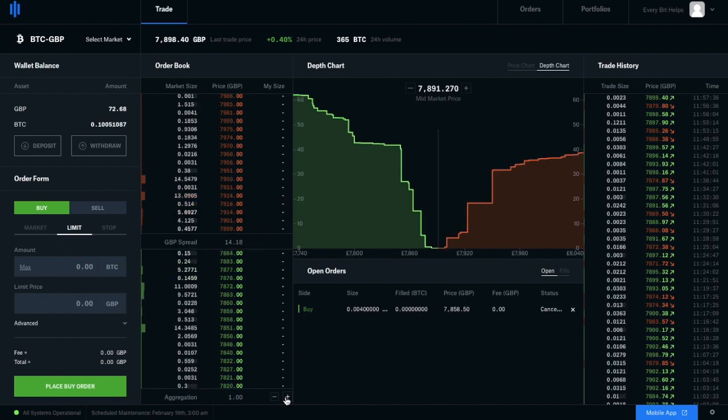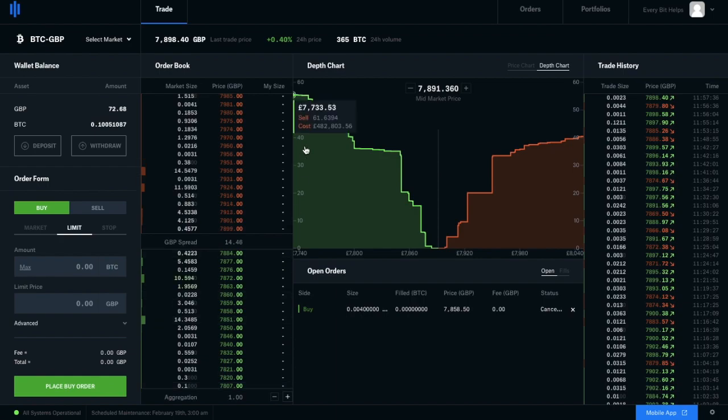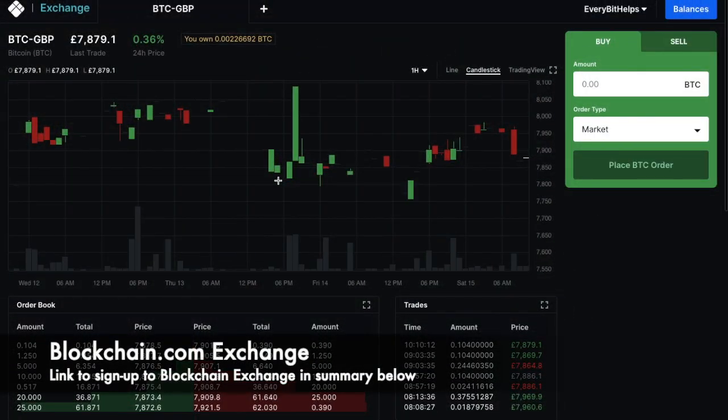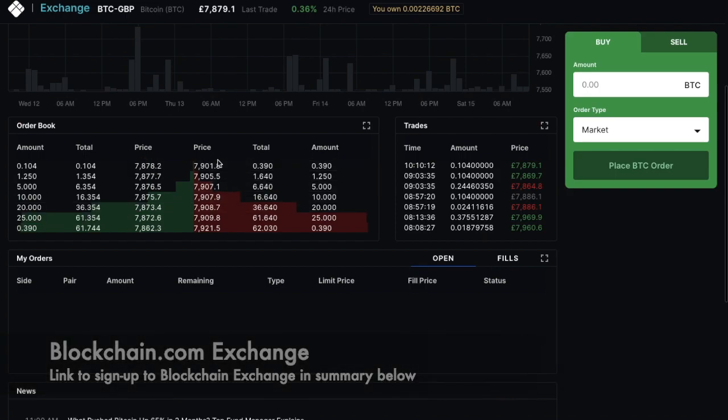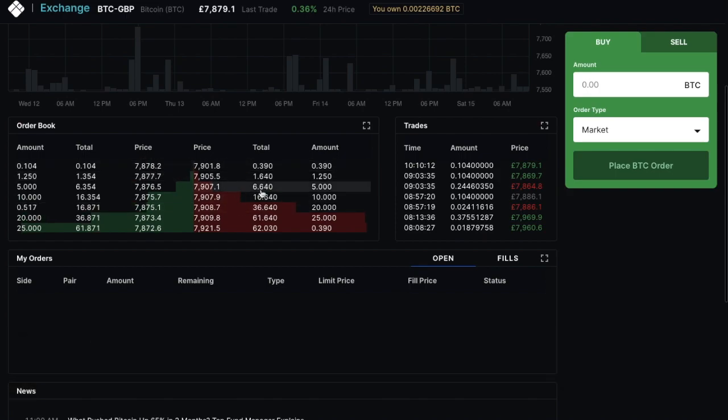And as I said, the order book serves the same purpose on all the exchanges, but I'll show you over on blockchain.com's exchange and on Binance so that you can view them. So just taking a look at the blockchain exchange, you'll see the order book here is very similar. So you have obviously your greens and your red sections relating to buy and sell orders. You have the amount being bought or sold. You have the total and you have your price here too.